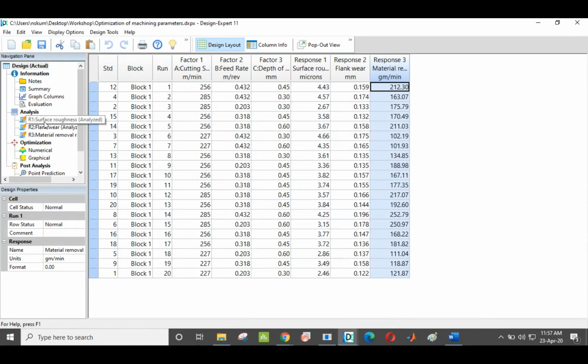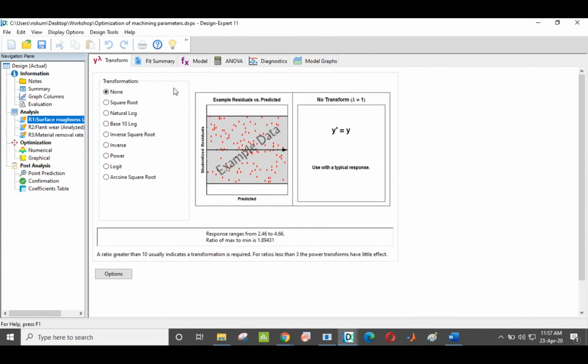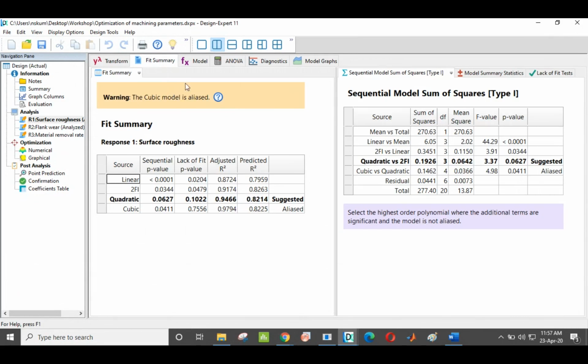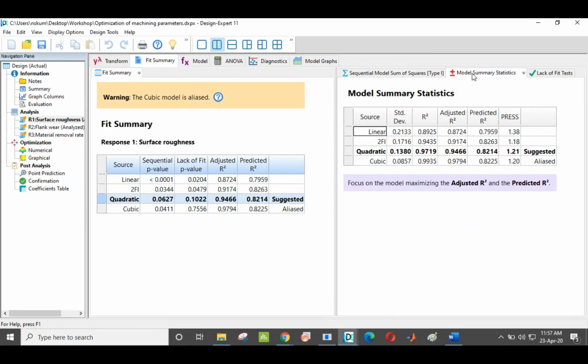Now I am going to analyze the surface roughness. No transformations, fit summary. So the system itself is providing that quadratic is best for my case. It is suggesting quadratic. So I should know why the system is suggesting quadratic. On the right side, go with model summary statistics. Here I can see the R square value is 0.9719, and the predicted R square value is 82.